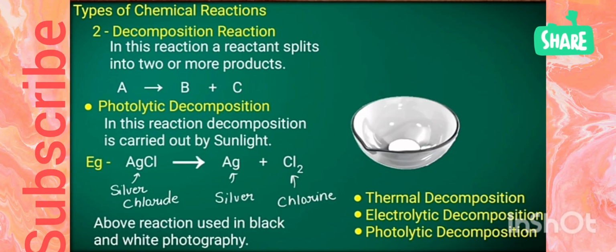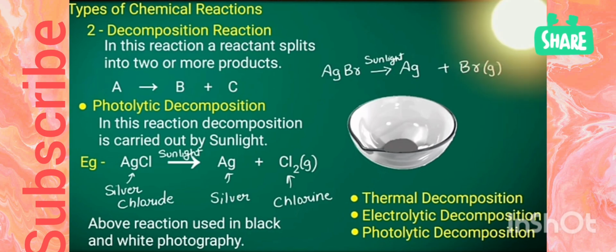Okay. The third subdivision of the decomposition reaction is photolytic decomposition. In this reaction, decomposition is carried out by sunlight. You can see a picture here where silver chloride is kept in the presence of sunlight. When sunlight falls on it, it decomposes into silver and chlorine. It is used in black and white photography.